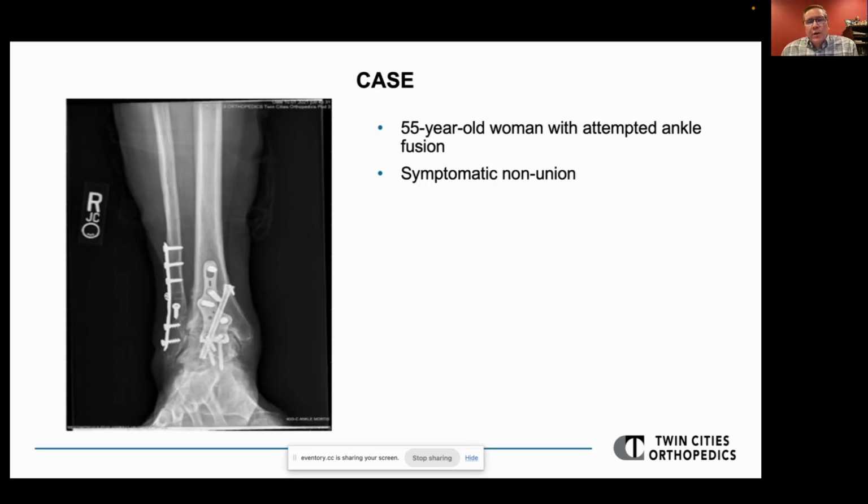Last case I'll show, this is a 55-year-old woman who had an attempted ankle fusion done. She ended up with a symptomatic non-union.